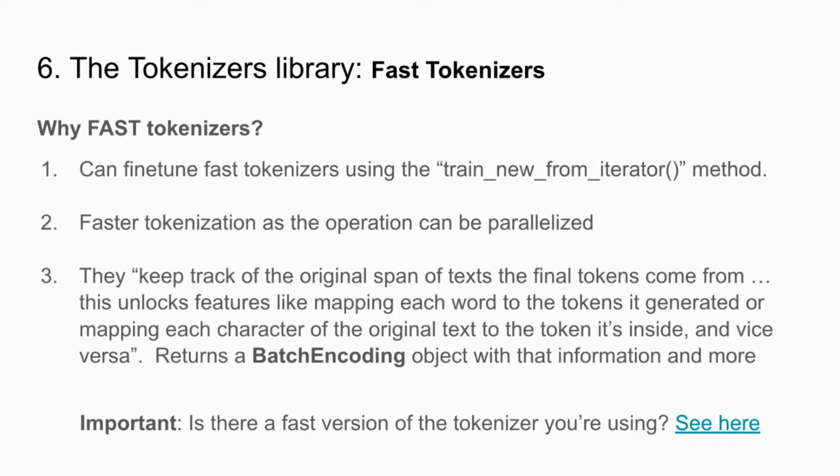parallelized and super fast. The other thing that is really nice with fast tokenizers is that they keep track of the original span of text, or the characters the final tokens come from. And this allows us to do a lot of things that are really helpful for the two tasks we're going to be looking at. Things like mapping each word to the tokens it generated, or mapping a token back to the original text and the characters. And this all happens by looking at the batch encoding object that's returned when we call the tokenizer.